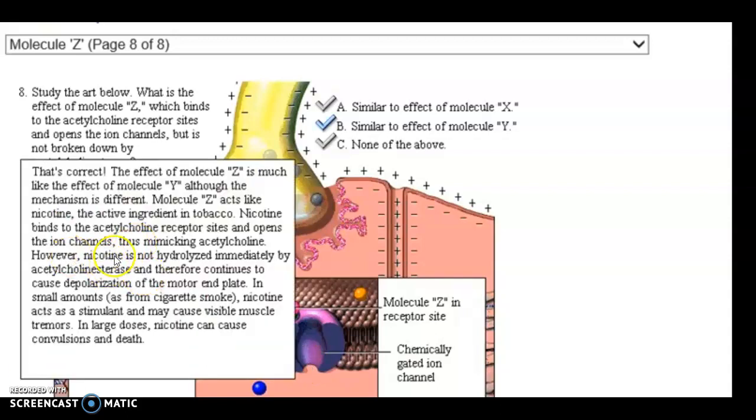Well, this is exactly what nicotine does. Nicotine is an acetylcholine mimicker. So when people smoke, it is a stimulant and can cause muscle tremors because it is mimicking what acetylcholine does. Now, usually from cigarette smoke, even though smoking is bad for you, at that level, it's not going to kill you. But in large doses, if you kept those doorways open without being able to break them down, or you kept them open too long, you literally could cause convulsions and potentially death.